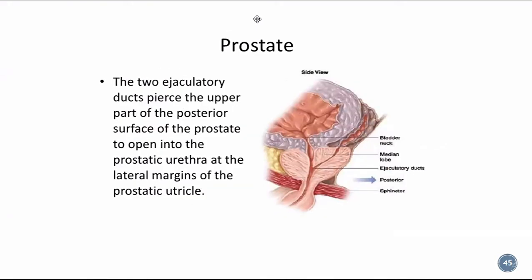As I mentioned earlier, the two ejaculatory ducts pierce the upper part of the posterior surface of the prostate, and then open into the prostatic urethra.